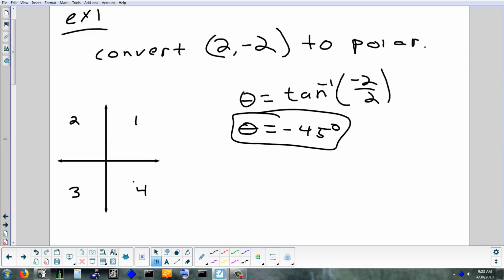So that's the first thing you need. So now we've got an angle. Now, I could write that as a positive. We'll talk about that after. What formula do I use to get my radius?